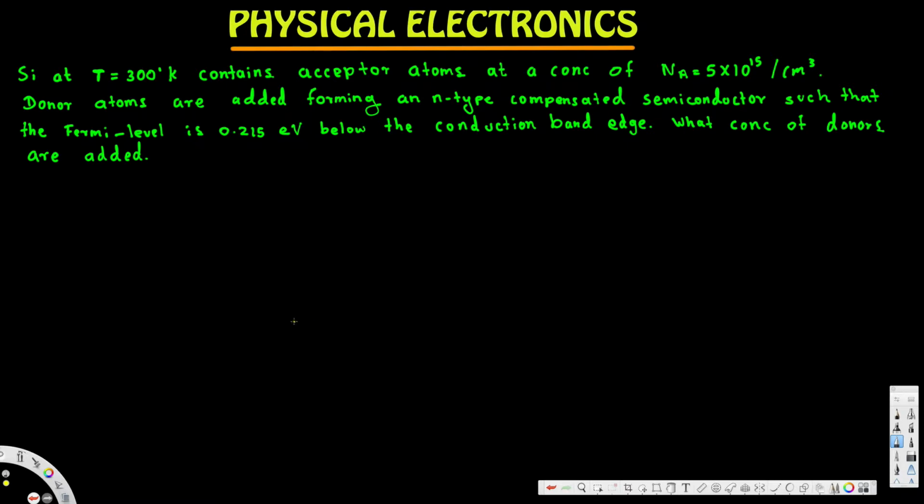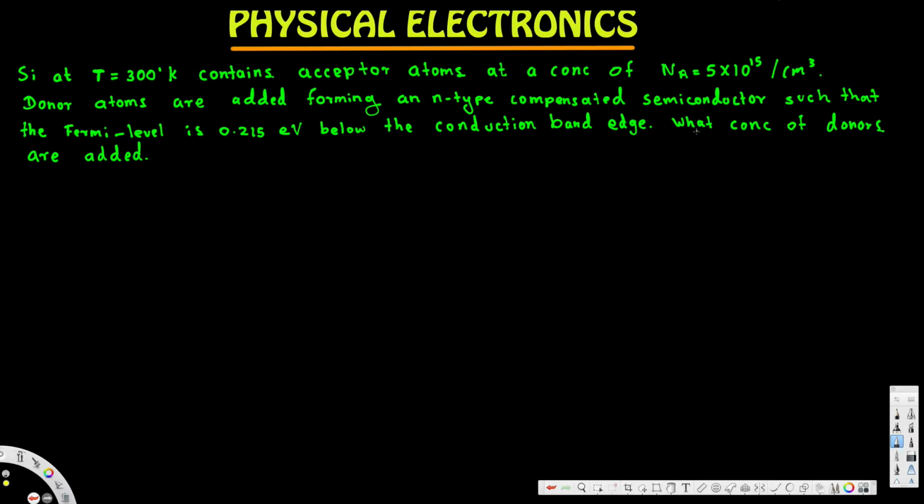Let's look at this problem right here. This question is asking: silicon at T equals 300 degrees Kelvin contains acceptor atoms at a concentration of Na equals 5 times 10 to the power of 15 per centimeter cube. Donor atoms are added, forming an n-type compensated semiconductor such that the Fermi level is 0.215 electron volts below the conduction band edge. What concentration of donors are added?